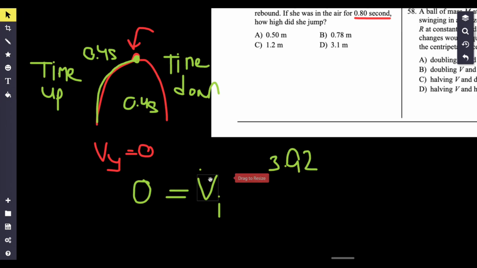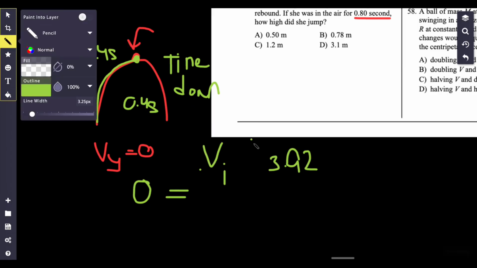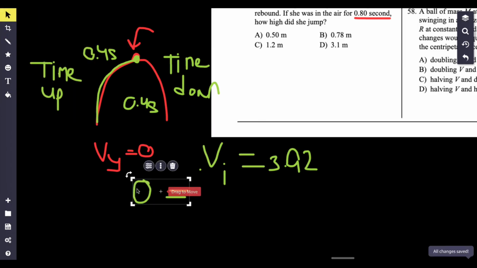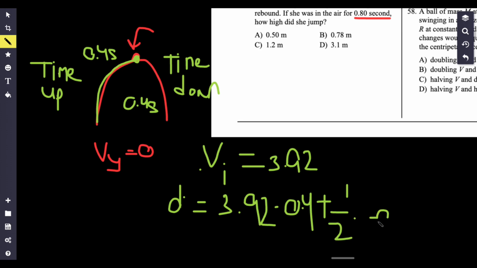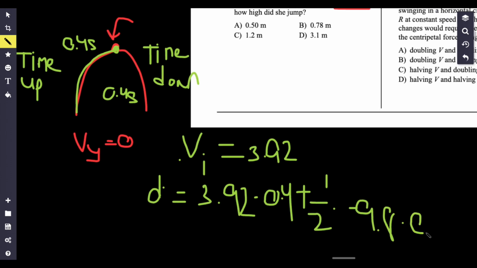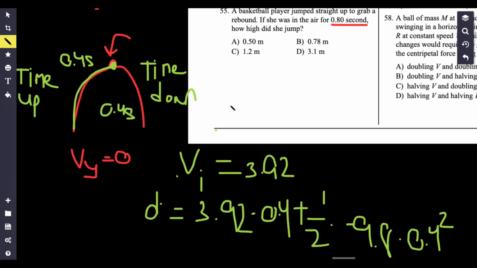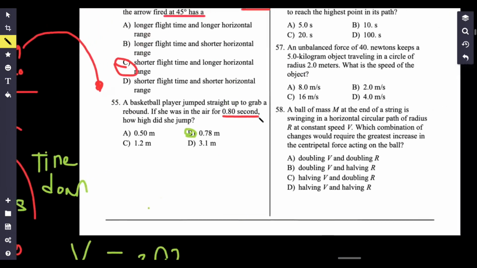Once I have my initial vertical velocity, then I can solve for my displacement, because I know that my displacement is equal to initial velocity times time plus 1/2 a t squared, with t being 0.4. So 3.92 times 0.4 plus 1/2 times a times t squared. And I get 0.78 as my answer for number 55.